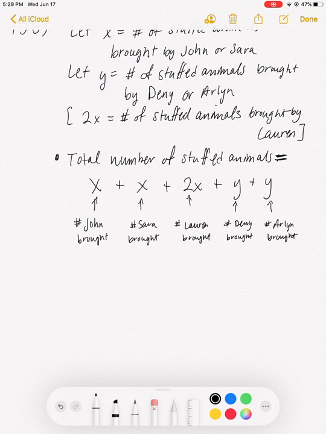Now our next goal is to find the average. If you recall, the average brought by each person, the average equals the total amount divided by the number of items.